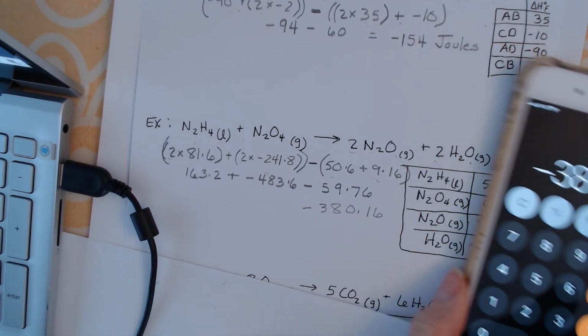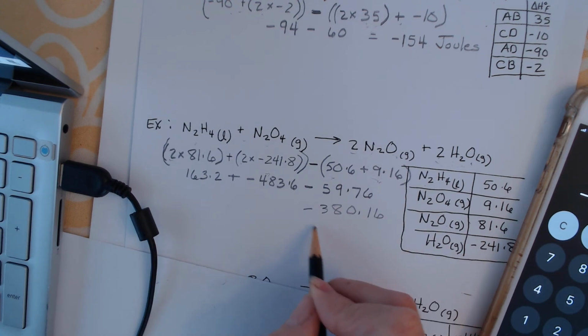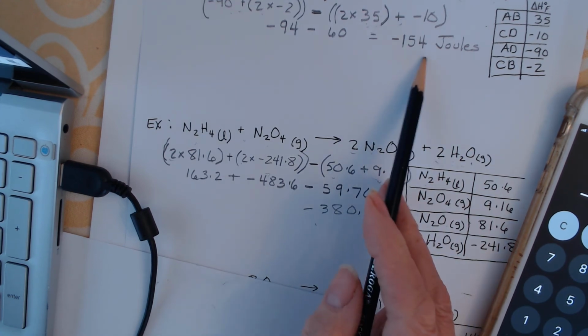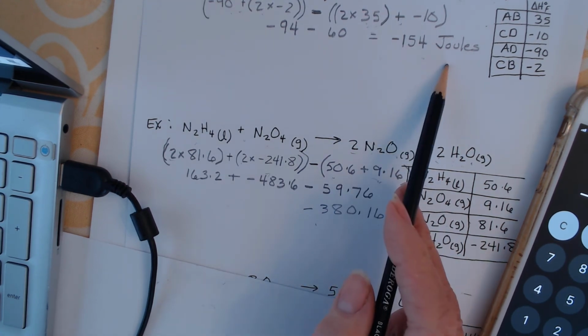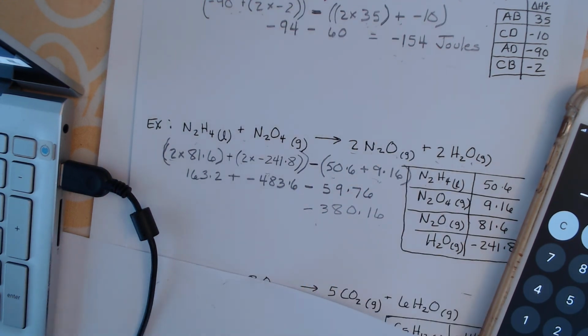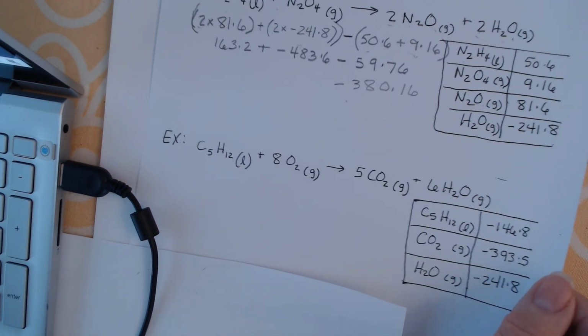Okay, oh, we forgot to look at the other one too. Is this endothermic or exothermic? It is negative, it is exothermic. The one we did up here, is this endothermic or exothermic? It is negative, it is exothermic. All right, let's do one more example just for fun.